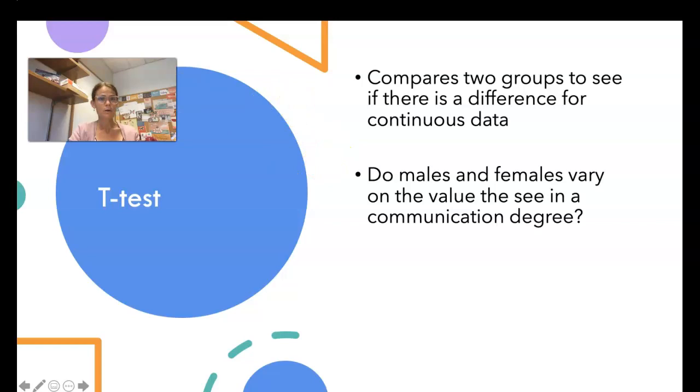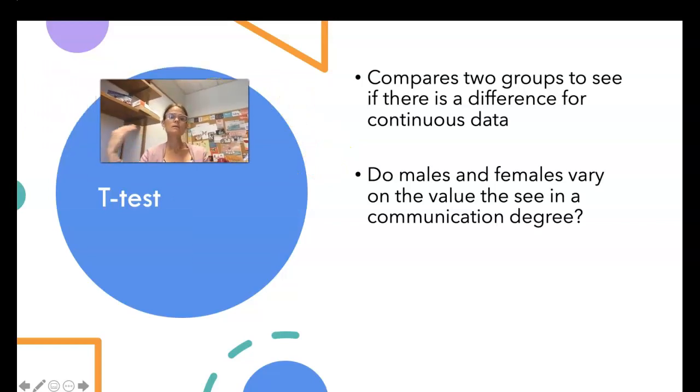Then the next one we talked about was the t-test. This becomes a little more advanced in that we're still looking at two groups: male, female, national, international, Indiana resident, non-Indiana resident. If you're looking at this in marketing, current user, non-user. But what we're comparing them on is a continuous variable, some kind of ranking. So do males and females vary on the value?